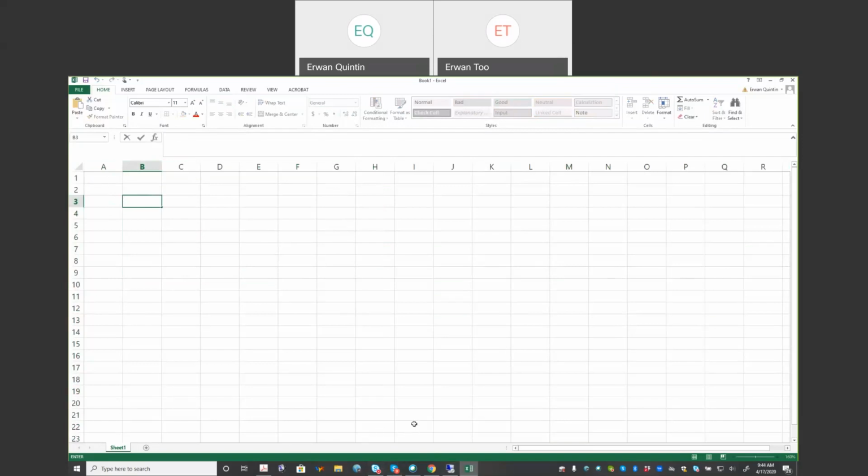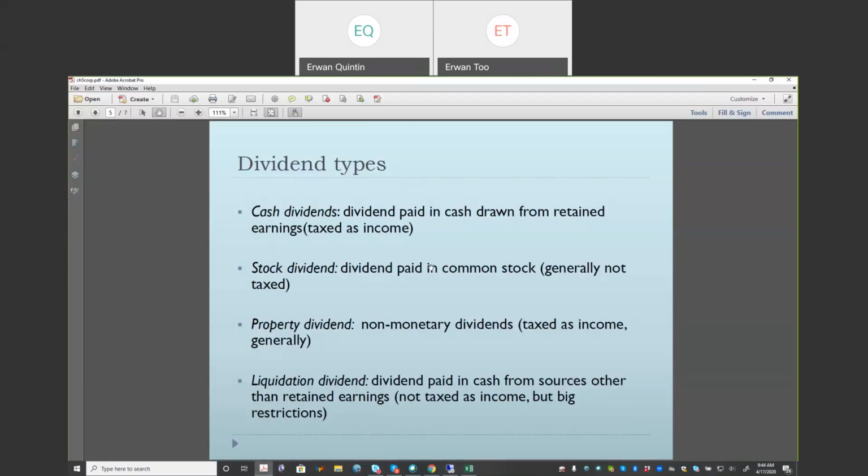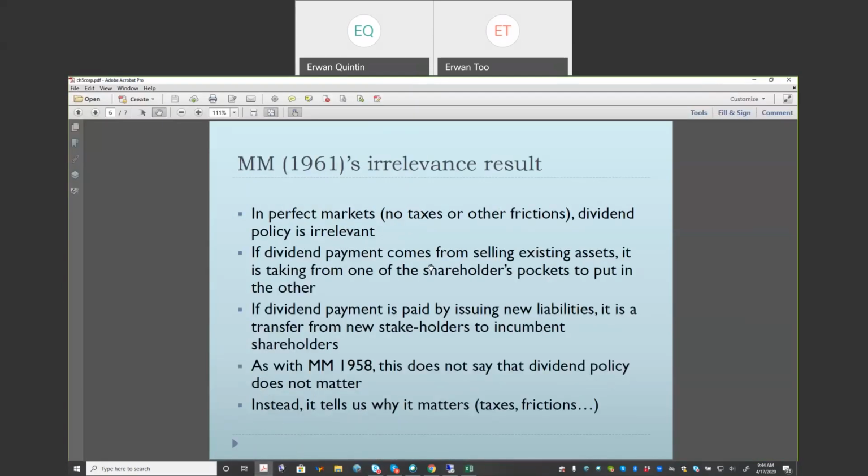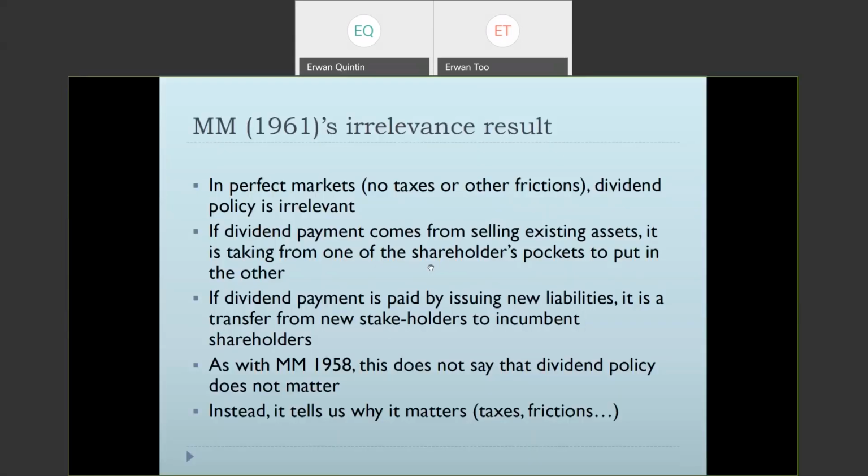And now we can go back to my slides and we can go in particular to this key result, which is basically still, 50 years later, 60 years later, the biggest result we have about payout policy, which is once again a result that we owe to Modigliani and Miller. And that result, simply put, says that if we were in perfect markets, so you remember what perfect markets mean: no transaction costs, no frictions of any sorts, and in particular, no taxes whatsoever. If we were in perfect markets, payout policy would be completely irrelevant.